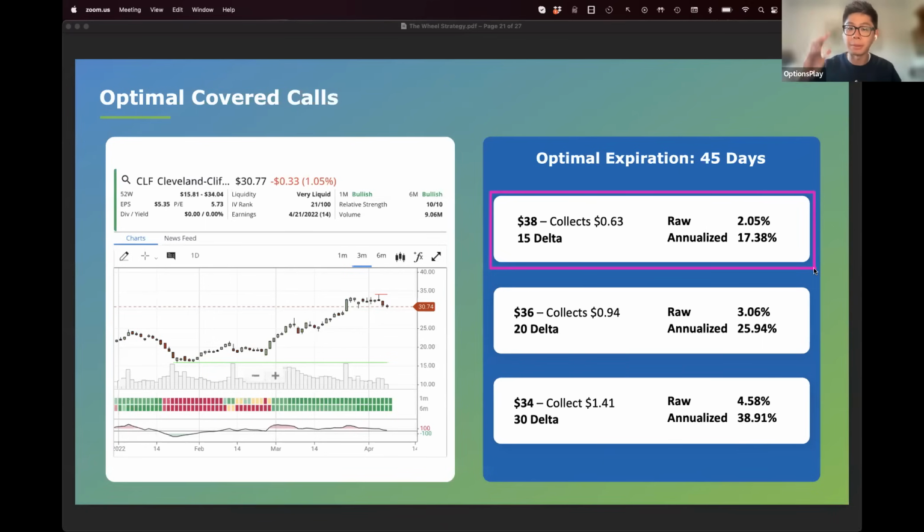You better be able to capture it and not give that up when you're using a strategy like a covered call. So that 15 delta is the optimal strike price when it comes to selling covered calls. I'm going to show you how to find the 45-day 15 delta using OptionsPlay.